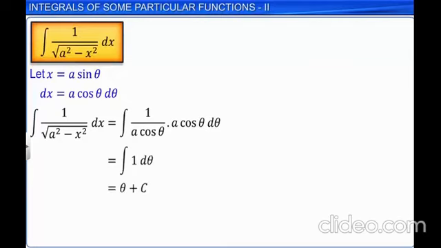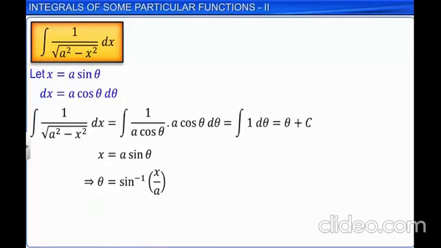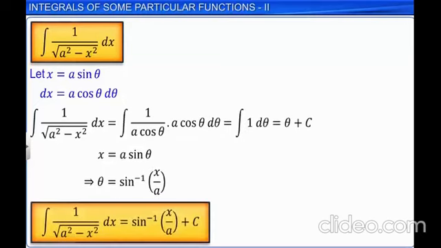Now x is equal to a sine theta. This implies that theta is equal to sine inverse of x upon a. Therefore, integral of 1 upon square root of a square minus x square dx is equal to sine inverse of x upon a plus the constant c.